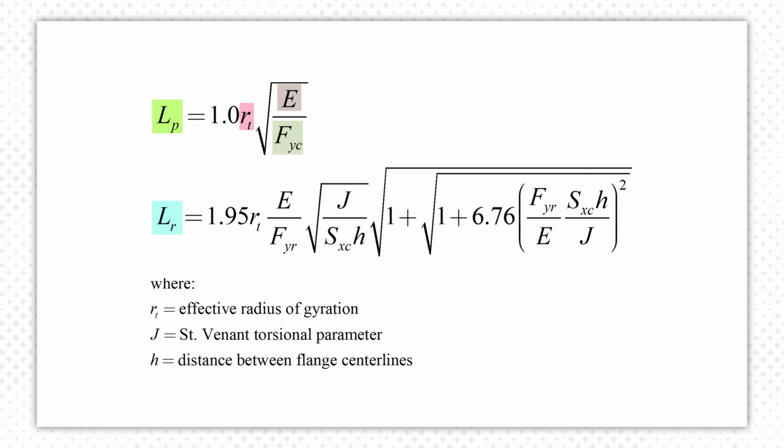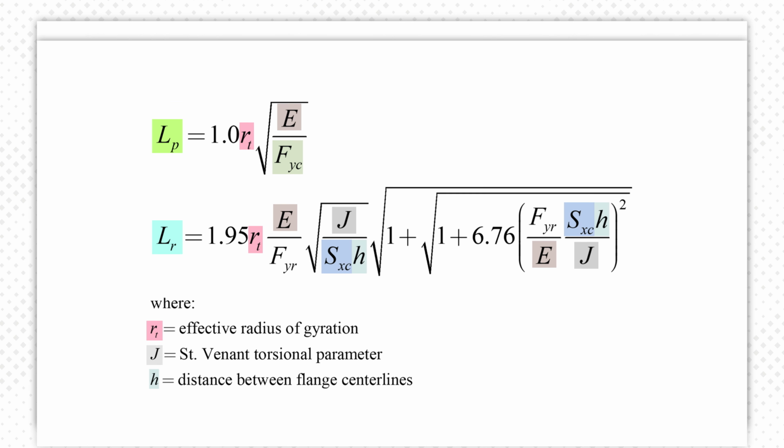The limiting unbraced length for nominal flexural resistance, L sub p, is given by this equation. It is a function of the effective radius of gyration, modulus of elasticity, and flange yield strength. The limiting unbraced length to achieve the onset of yielding, L sub r, is given by this equation. It is a function of the effective radius of gyration, torsional parameter, section modulus, distance between flanges, yield strength, and elastic modulus.